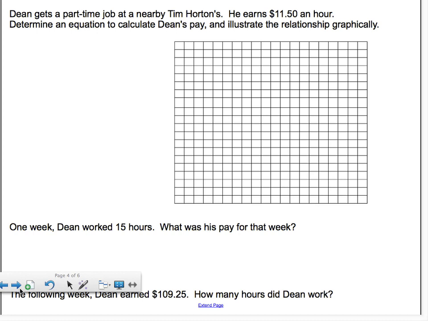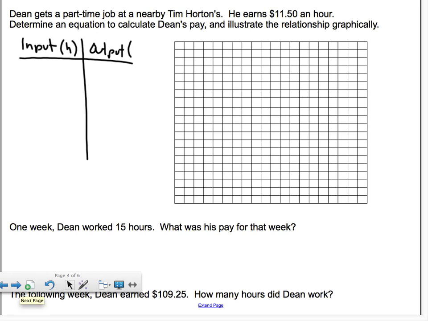How can we calculate this? Veronica: We make an input-output table. Since time is the independent variable, it would be on the input side, and the amount of money he makes per hour is on the output side. So here we're going to put input, which is hours, and here we have output. So output would be what? How much he earns, so pay. Okay, and how would you carry forth with this?